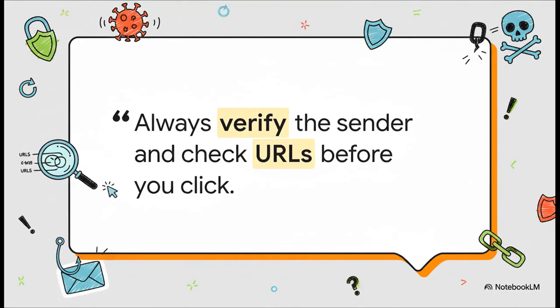So what's the big lesson here? It's actually super simple, but it's probably the most powerful rule in all of cybersecurity. Before you click any link in an email, just stop. Pause for 2 seconds. Hover your mouse over it and actually look at the web address that pops up. Is it spelled right? Does it look legit? Those few seconds of healthy skepticism are everything.